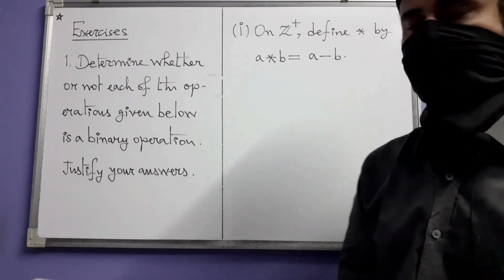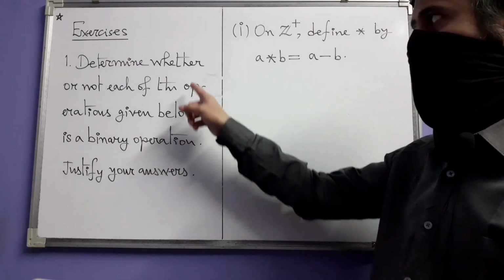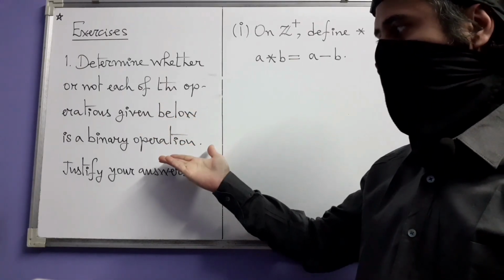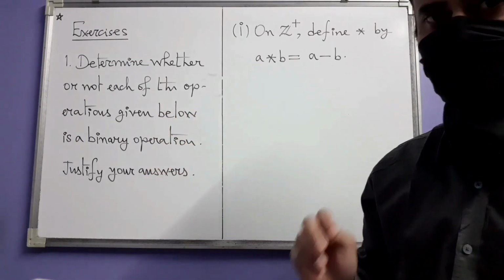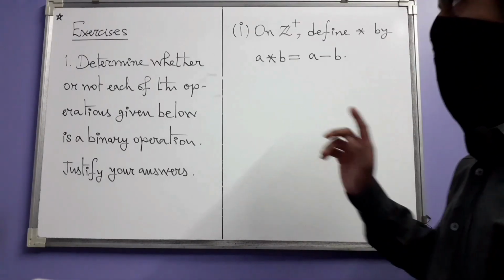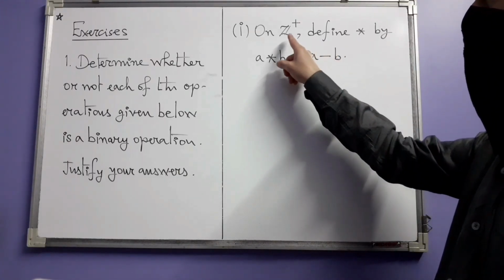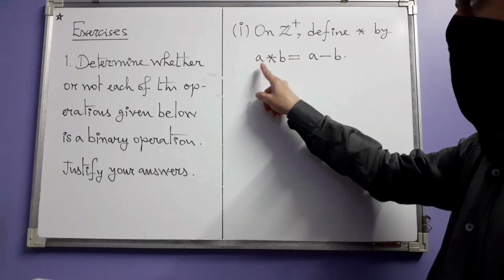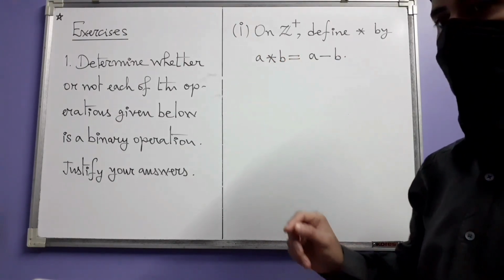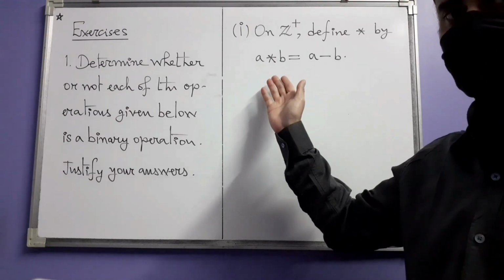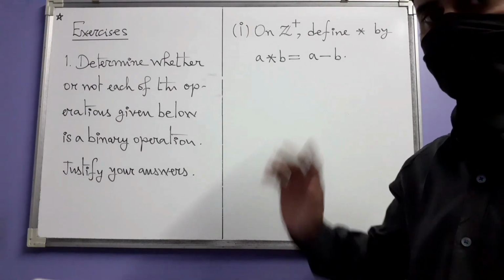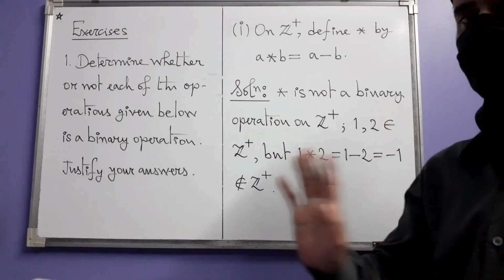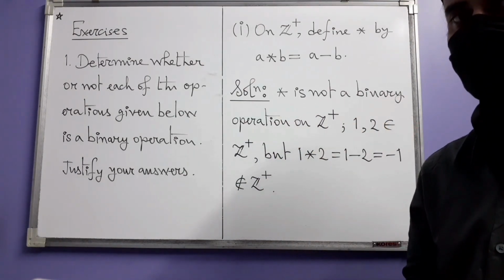Let's see the exercises next. In this first one, we have to determine whether or not each of the operations given below is a binary operation, and we also have to justify our answers. This is the first one where the operation has been defined on Z plus, the set of all positive integers. And for any two positive integers a and b, star has been defined using this equation: a star b equals a minus b. The solution: star is not a binary operation on Z plus, which you may have already guessed.